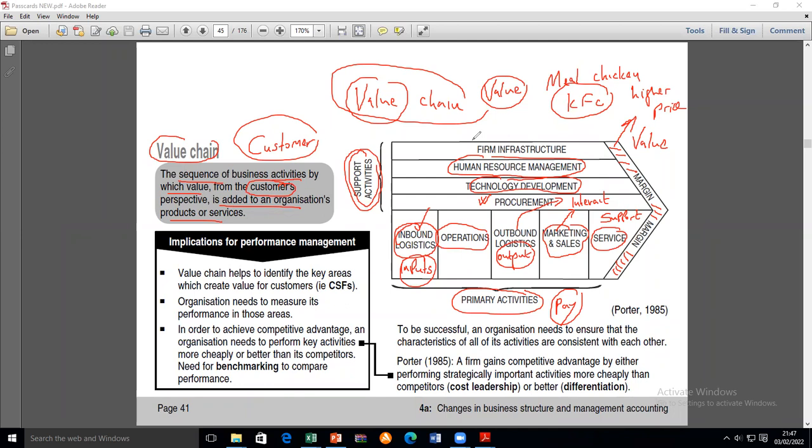Then there's now the firm infrastructure. This is now where us as accountants we fit in. Accountants, that's where we fit in. So this is a series of activities that lead to value creation. So the question is, do you have these in your organization? Are they adequate?